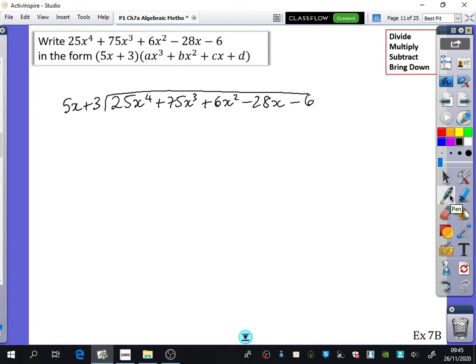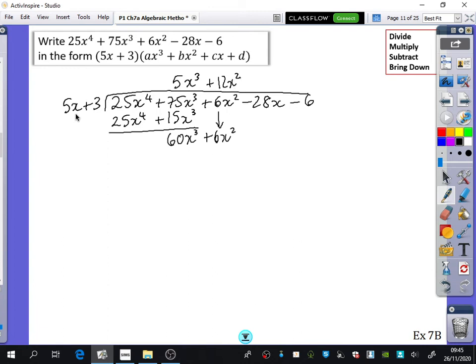Okay, so we're going to do the division. 25x to the 4 divided by 5x is 5x cubed. I'll multiply, so we get 25x to the 4 plus 15x cubed. And subtract, we get 60x cubed. What is 60x cubed divided by 5x? Oh, I didn't bring down the 6x squared. Good. 60 divided by 5 is 12, so it's going to be 12x squared.